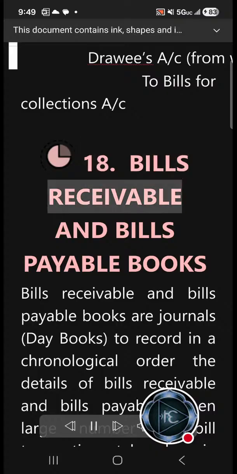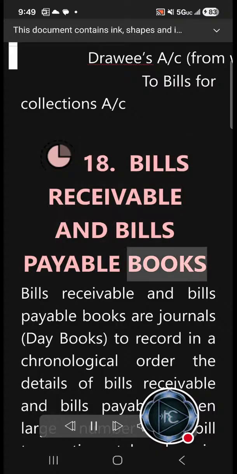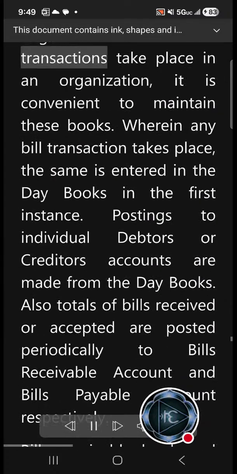18. Bills receivable and bills payable books. Bills receivable and bills payable books are journals, day books, to record in chronological order the details of bills receivable and bills payable. When a large number of bill transactions take place in an organization, it is convenient to maintain these books. When any bill transaction takes place, it is entered in the day books in the first instance.